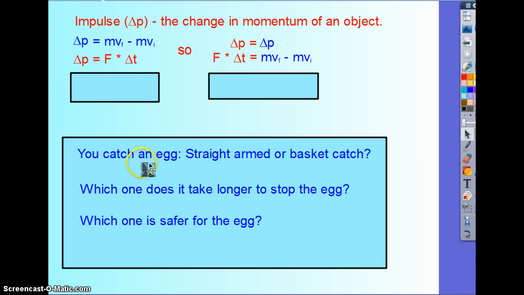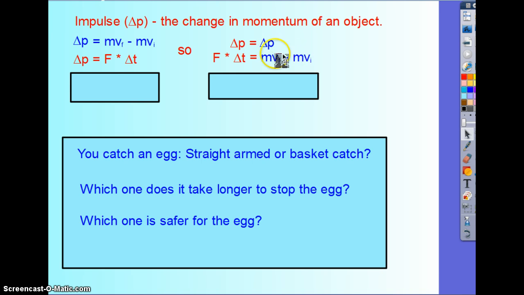So you got an egg thrown at you. You could catch it straight arm. Just stick your arm straight out, elbow locked, and catch the egg that way. Or you can make it like a basket catch where you cradle it as you catch it. With these two methods of catching, which one takes a longer time to stop the egg? Well, the basket catch takes a longer time. In both ways of catching it, you're stopping the egg. Initial velocity is still going to go to the same final velocity of 0.